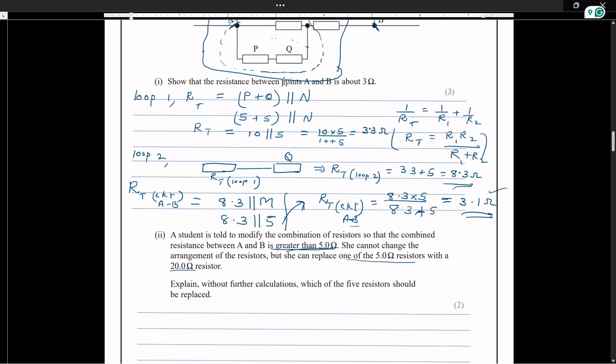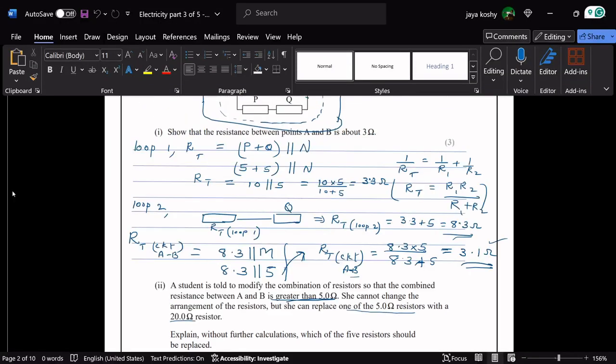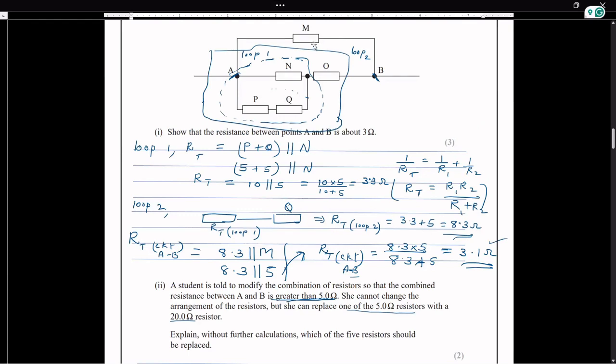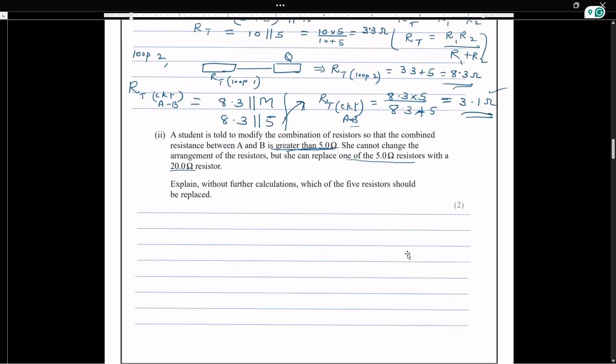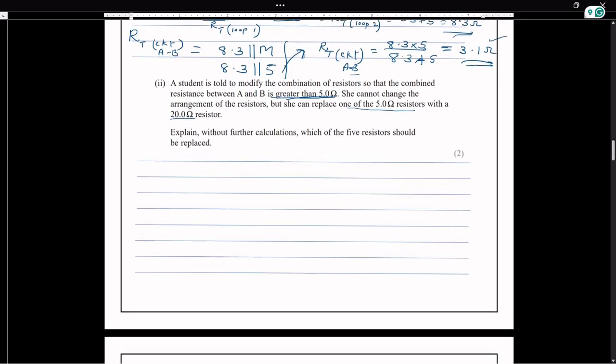So the possibilities, we can replace M, that is the last outer loop. We can replace resistor M by 20 so that the total resistance between A and B will be more than 5. So let us write that answer.